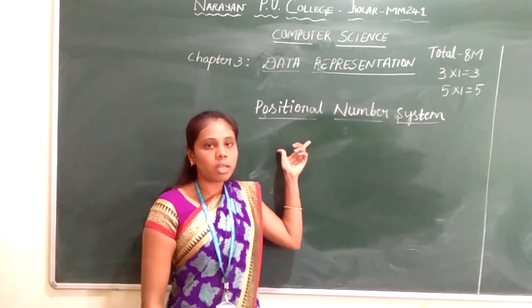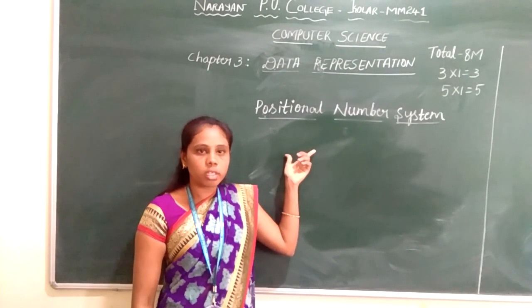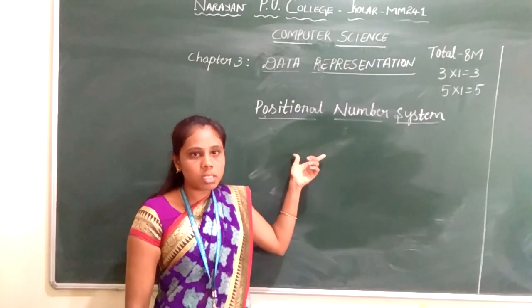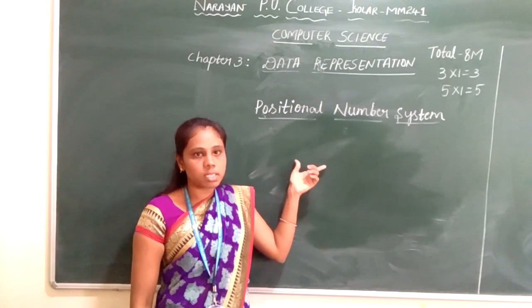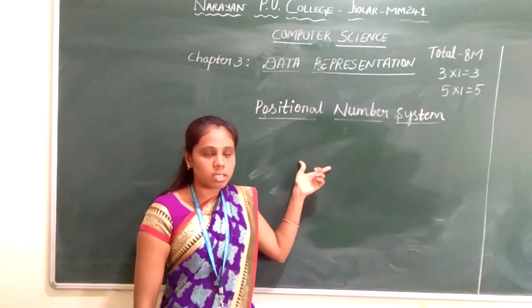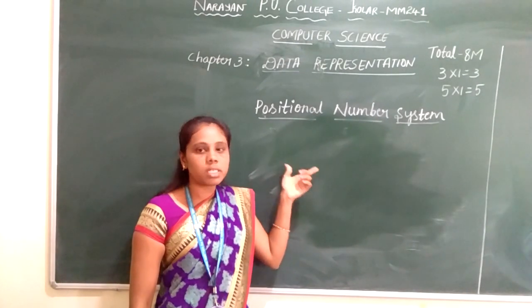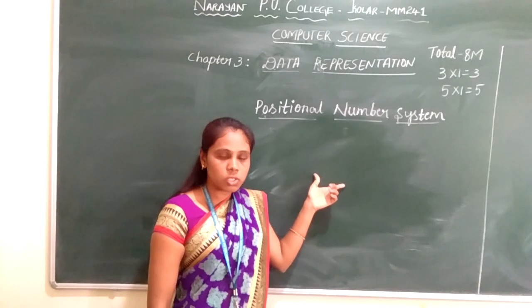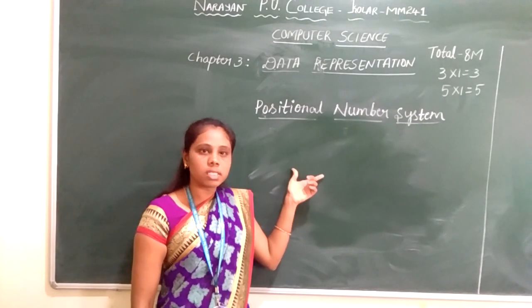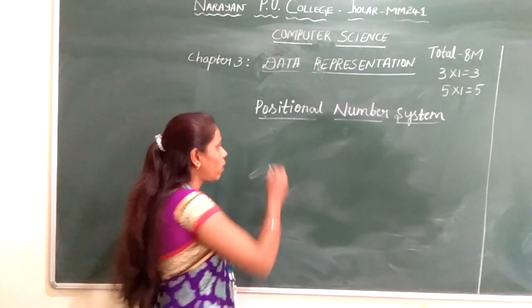This positional number system was created to avoid the problem of remembering a large number of values. In this positional number system, we use well-defined symbols that are called digits. In this number system, each and every digit will have a specific value based on its position, and the value of each digit will depend on three main factors.